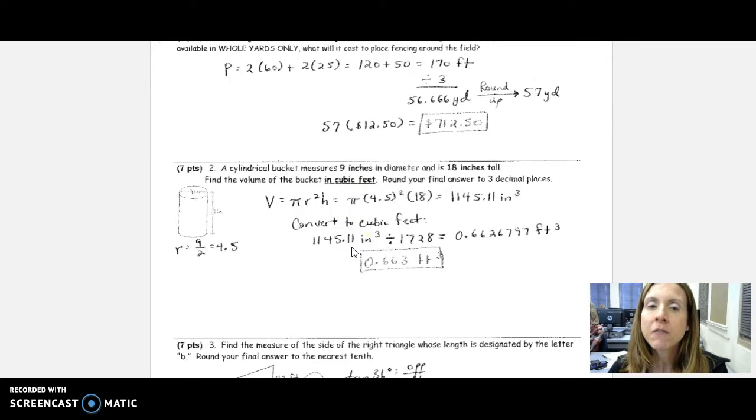Second issue was the conversion. Because the units in the problem are inches, your answer is going to come out to be cubic inches. So you need to divide by 1728 to convert it to cubic feet.